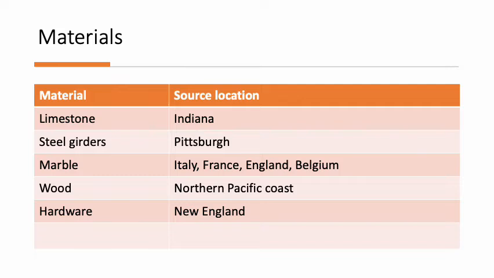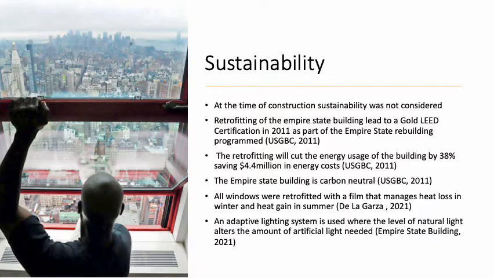This table shows where the main materials have come from for the Empire State, and they show that they come from far away from New York City. Sustainability. So at the time of construction, sustainability was not considered, as I've mentioned, with the materials. Retrofitting, however, of the Empire State Building occurred within the early to mid 2000s, and that led to a gold LEED standard certification, part of that program.